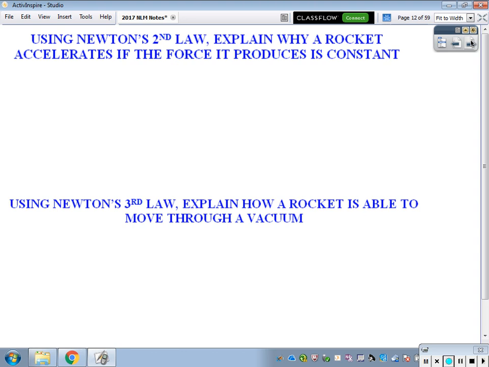Now, the last one, I actually love this as an example because if you think about it, it is actually a very complex problem with a very simple solution. Okay? Using Newton's third law, explain how a rocket is able to move through a vacuum like space. Here's the really complicated problem. Once you get to outer space, there is no particulate matter for you to push on. How do you then move? There's nothing to push back on.